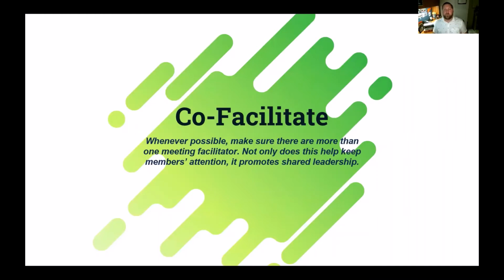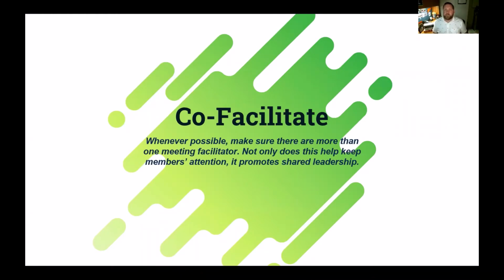Co-facilitate, right? Whenever possible, make sure there are more than one meeting facilitator. Not only does this help keep members' attention, it promotes shared leadership. So I talked earlier about how to work through your agenda, creating your agenda with your team. I think this is also an opportunity to ensure that when you follow Robert's rules, you're actually doing officer reports and such. That way there's shared leadership, and it's not just the president of the organization who's talking the entire meeting, right?